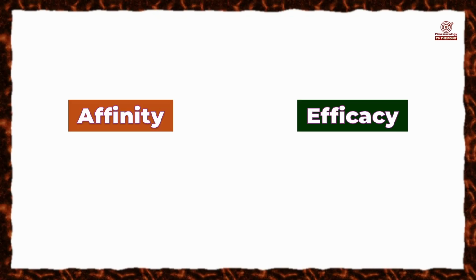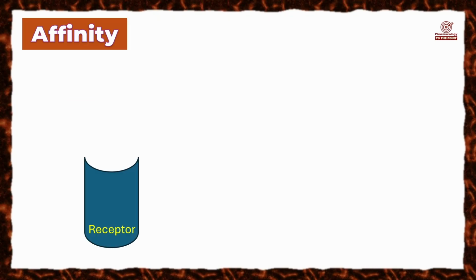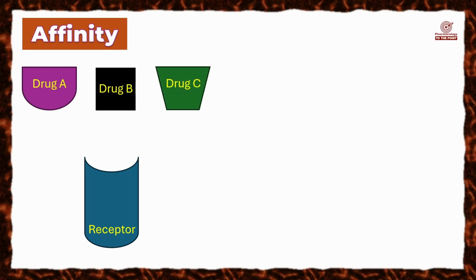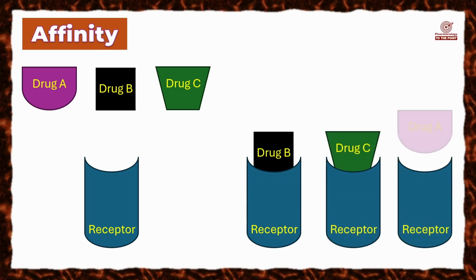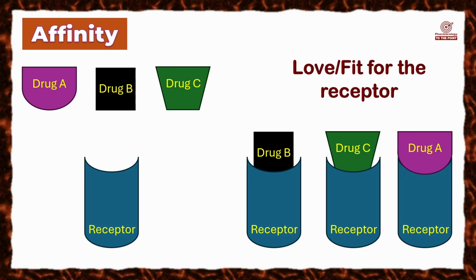We need to know two important terms necessary to understand the principles of drug action, or how a drug produces an effect: affinity and efficacy. We will start with the term affinity. Let's assume this is our little receptor and three drugs, A, B, and C. Imagine a lock and key mechanism. Only a specific key could fit and open the lock. Similarly, for our little receptor, only drug A is a good fit. So, affinity basically is the love or fit of a drug for a particular receptor. It measures how readily and tightly a drug or ligand binds to a particular receptor.